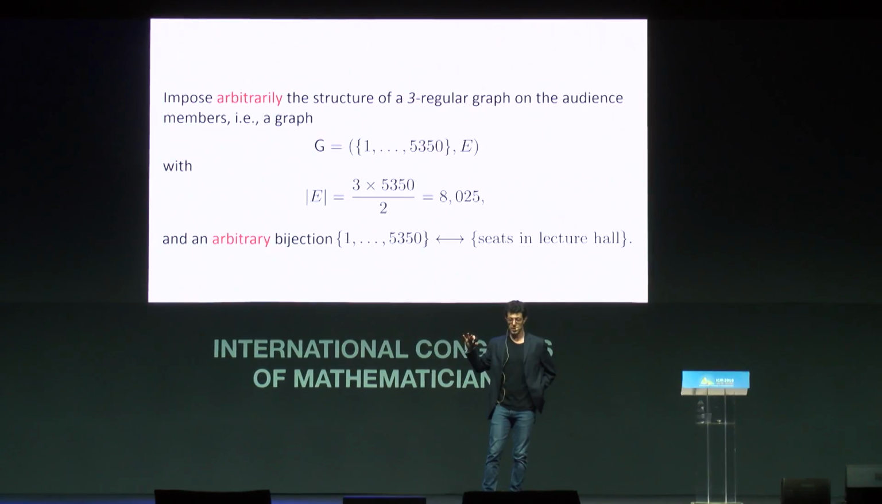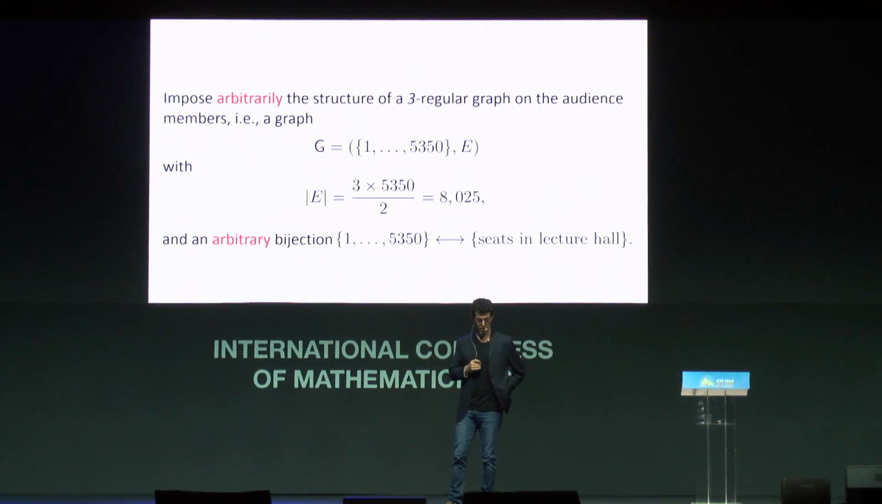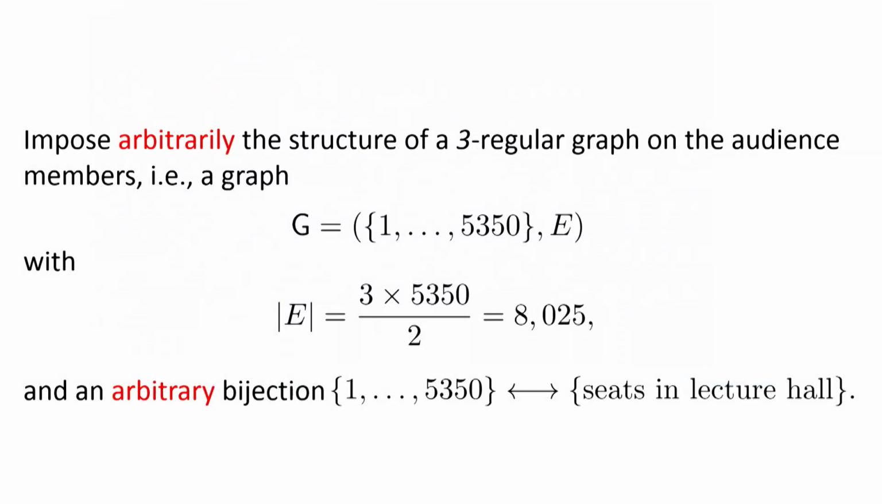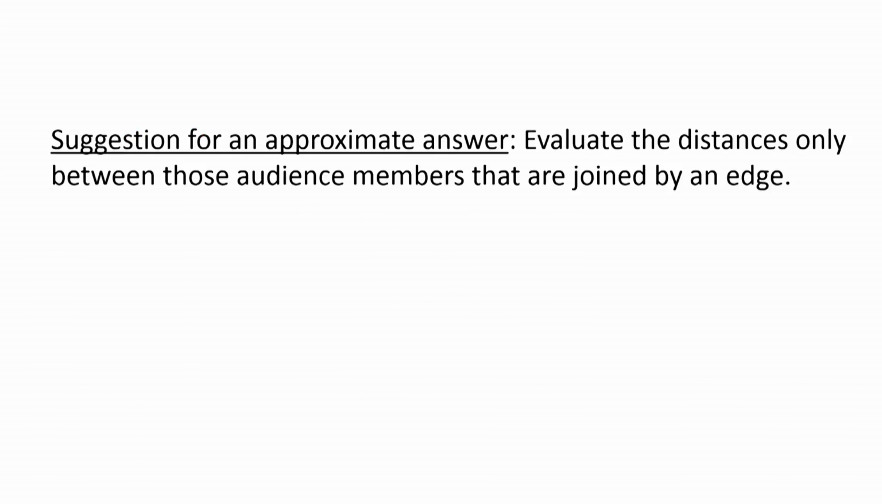I'm going to choose an expander, any expander, they exist, let's say a random 3-regular graph with 5,350 vertices. So every vertex has 3 neighbors, so the number of edges here is roughly 8,000. And I take a completely arbitrary bijection between all of you and the vertices of this expander. So I somehow impose structure on you. And my proposal is I'm just going to compute the average of these distances. So 8,000 numbers instead of 14 million numbers.